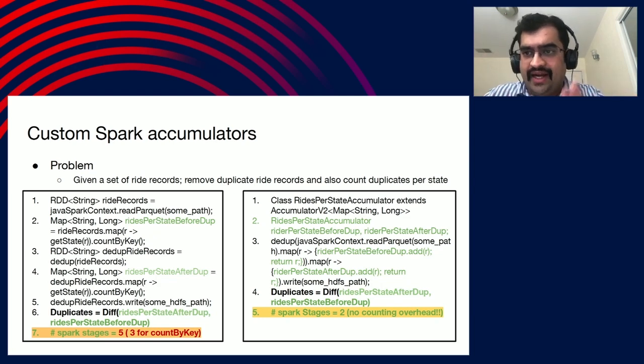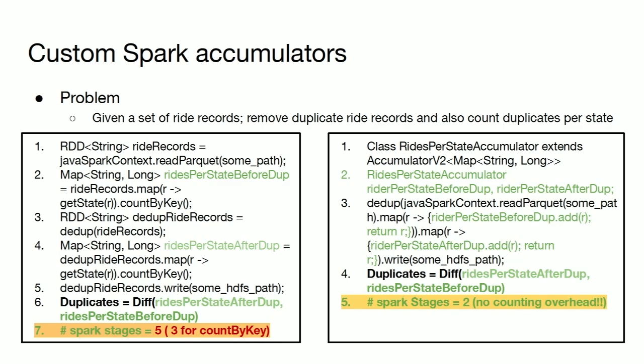Let's look at the right side now. What we have done is define a custom accumulator called writes per state accumulator. What it takes is basically a map of string comma long. The string here is the state ID, and long is basically the number of writes per state. We will define 2 such accumulators, one for writes per state before dedupe, and one for writes per state after dedupe.